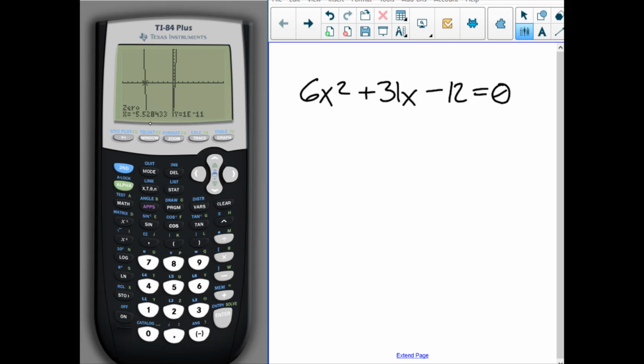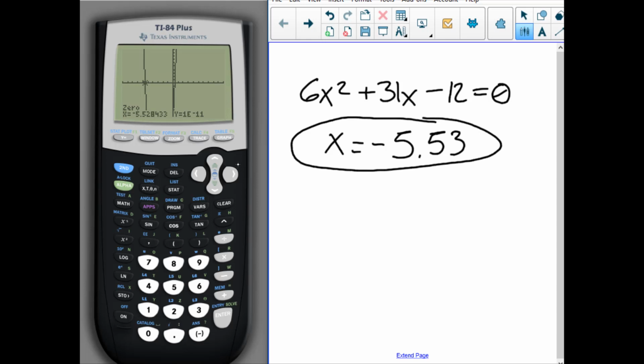And then what we have here is the x value. So one of our solutions is x equals negative 5.53. I'm generally pretty happy with 3 sig figs with this. It doesn't make sense to write 8 sig figs because that never happens in real life, at least unless you have millions of dollars. Then you can get that many sig figs, but we're not dealing with that type of math right now.